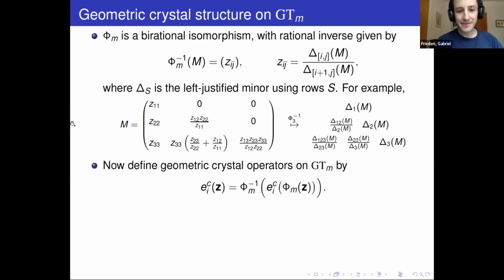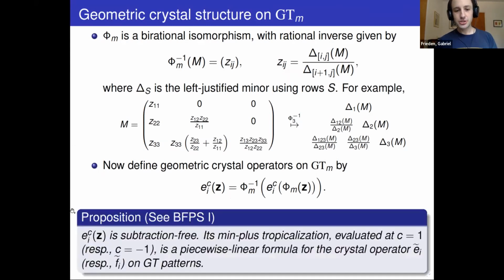Now we can define the geometric crystal operators on Gelfand-Tsetlin patterns. We take our pattern, form this matrix, and apply the geometric crystal operators on matrices, which means we act by Chevalley generators on either side, and then we take these ratios of minors. This gives us geometric crystal operators on Gelfand-Tsetlin patterns. It automatically satisfies the geometric crystal axioms because it comes from the geometric crystal operators on matrices that Berenstein and Kazhdan have proved satisfy the geometric crystal axioms.